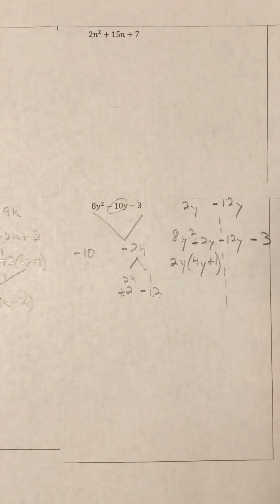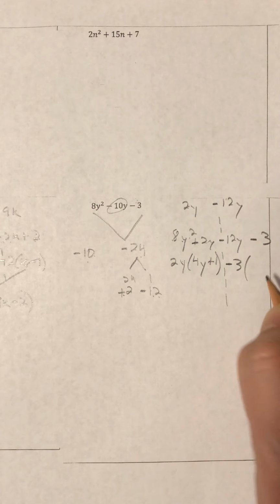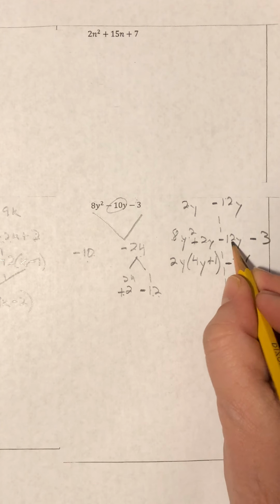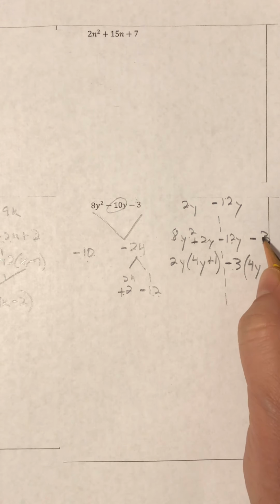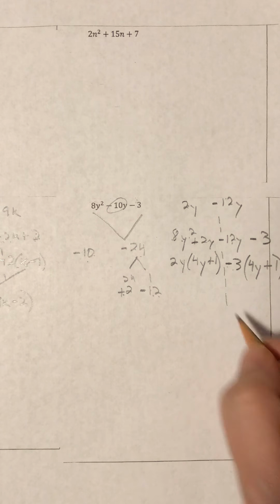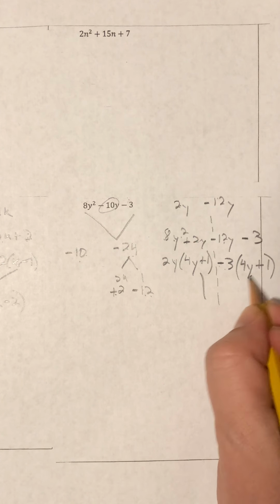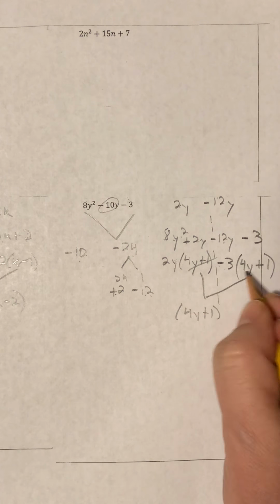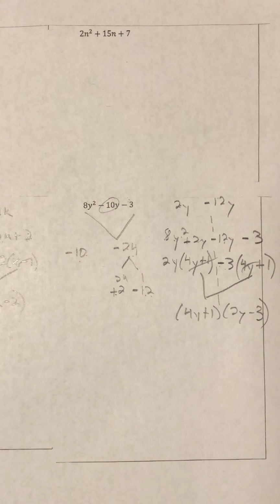Okay? Then on the other side, let's go ahead and take out a negative 3 over there. If I take out a negative 3 on that side, negative 12 divided by negative 3 is positive 4, and I'm left with a y. And then negative 3 divided by negative 3 is positive 1. Okay, guys? So my common factor over here is going to be 4y plus 1. That's what I can take out from both sides. And then I'm left with 2y minus 3. And there you go.